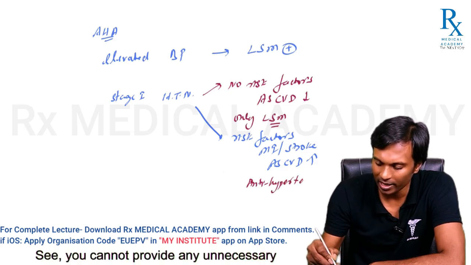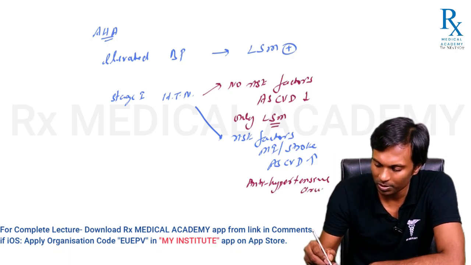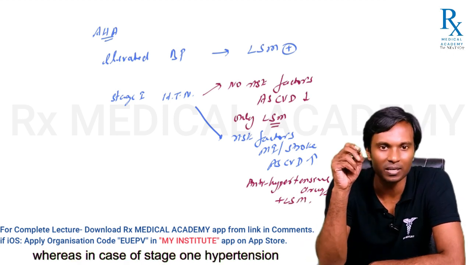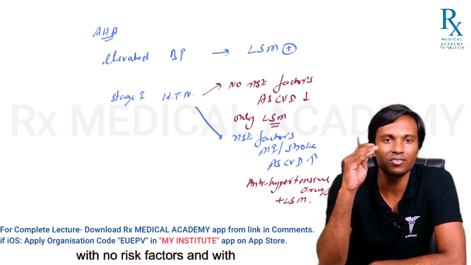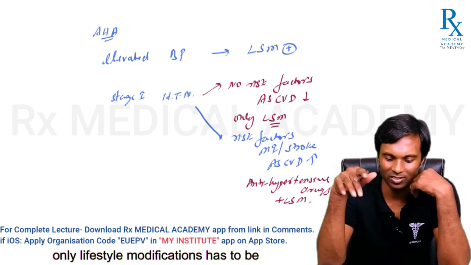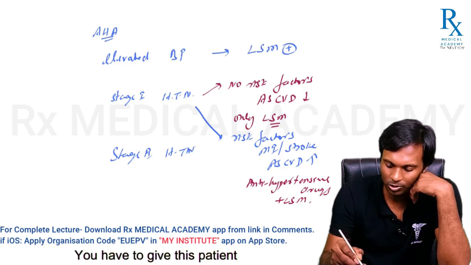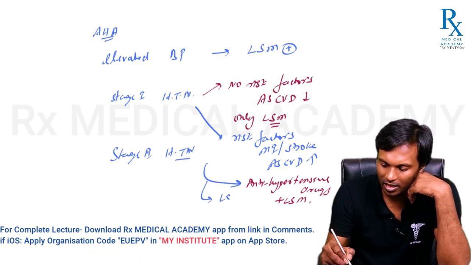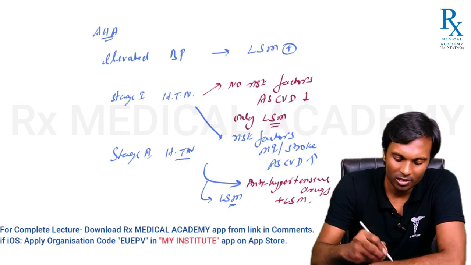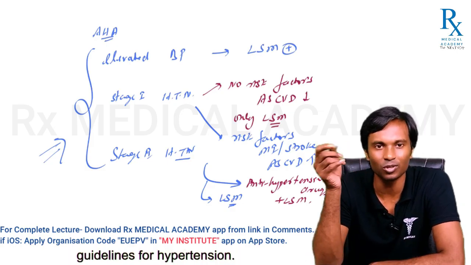See, you cannot provide any unnecessary drug to any person. In this case, antihypertensive drugs should be used along with lifestyle modification. Whereas in case of stage 1 hypertension with no risk factors and with atherosclerosis cardiovascular disease score coming out to be low, only lifestyle modifications are needed. Whereas in case of stage 2 hypertension, you have to give this patient antihypertensive drugs along with lifestyle modifications, no matter whether these factors are present or not. So, this is the basic crux and basic use of American Heart Association guidelines for hypertension.